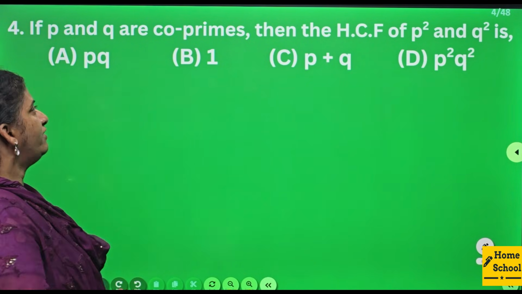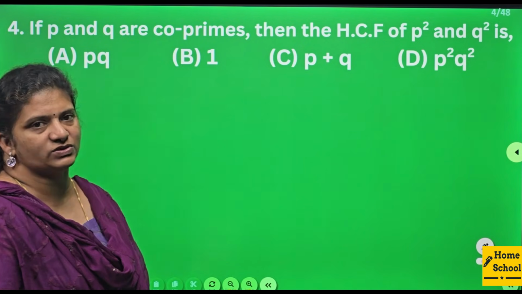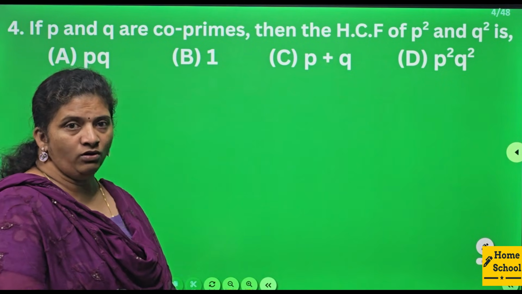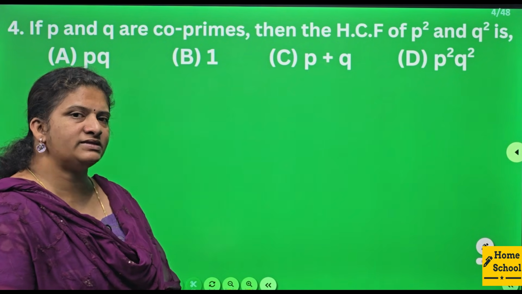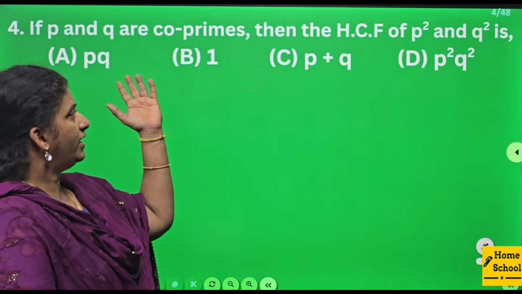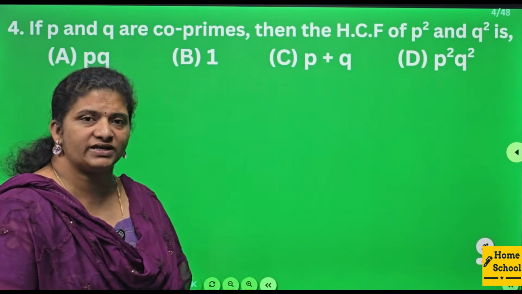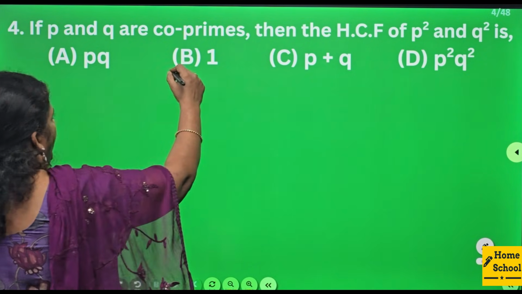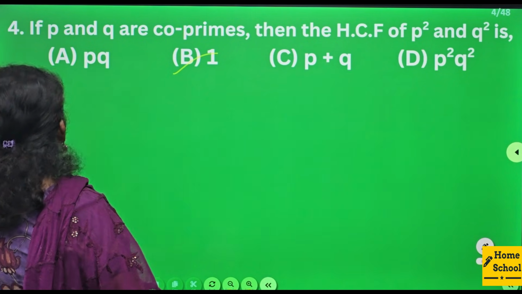Fourth one, if P and Q are co-primes, then the HCF of P square and Q square is. We know if two terms are co-primes, co-prime means HCF will be 1. They are already co-primes and the HCF will be 1. Then P square and Q square also have HCF 1. So therefore your answer is option B, 1.